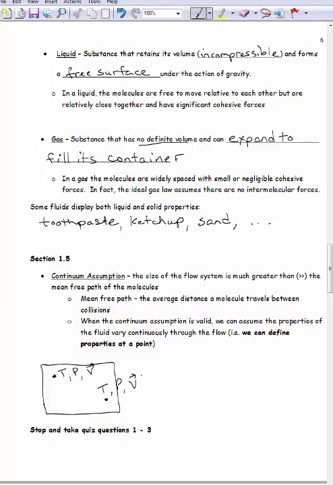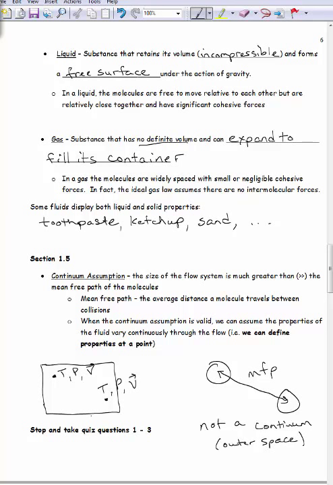If we were close to outer space, there'd be a molecule here and another molecule there, and the space between them might be a foot. That's the mean free path between the molecules. If you've got a foot of empty space between molecules, things are going to be a little bit different, and this would not be a continuum. But that's near outer space type of stuff. So for normal problems, we can consider that we have a continuum, and that just means we can define properties at a point. Okay, so stop here and go ahead and take quiz questions 1 through 3.